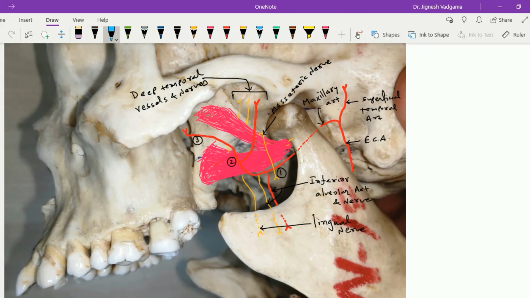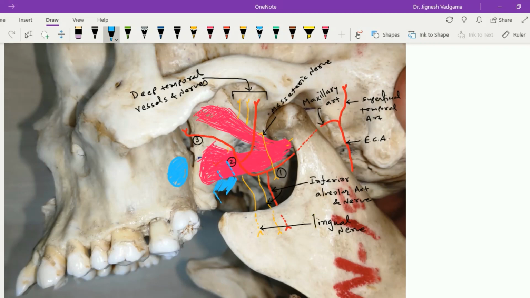So this is the site from where the superficial head of the medial pterygoid muscle arises, and this is from the maxillary protuberance, which is present on the posterior side of the maxilla. The deep head arises from deep to the lower head of the lateral pterygoid muscle, from the medial surface of the lateral plate of the pterygoid process.